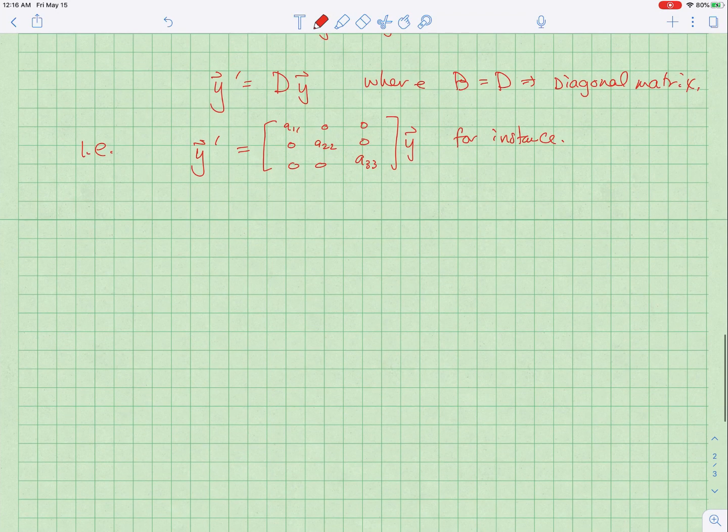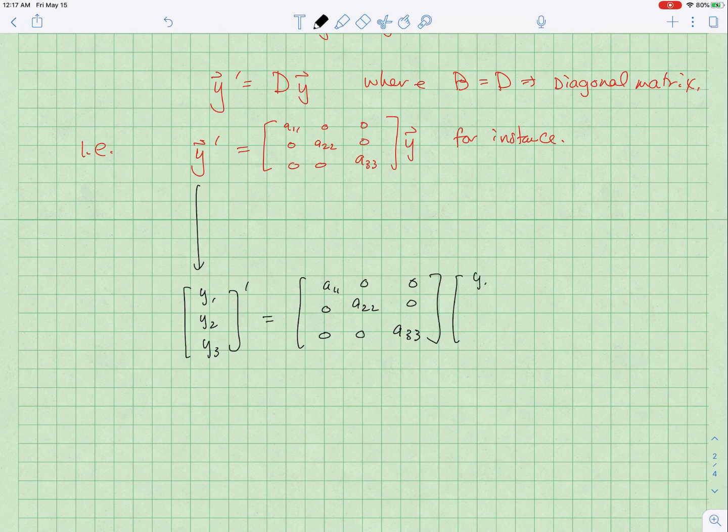So if we rewrite that, let me start over here. Let me change the color. That red's getting hard to look at. That is, we're assuming that y1, y2, y3 prime is equal to a11, 0, 0, 0, a22, 0, 0, 0, a33 times y1, y2, y3, where the left side is the y vector prime, and the right side has the original y vector.